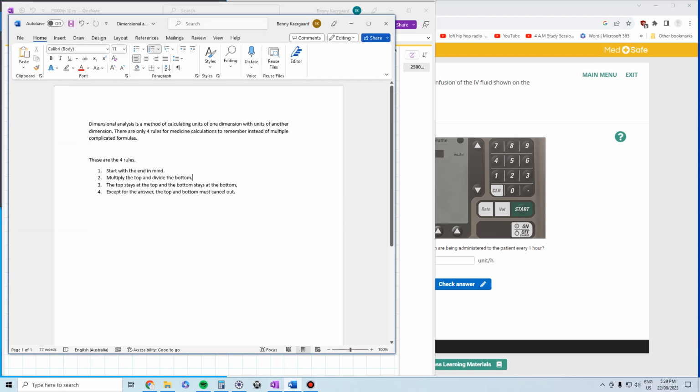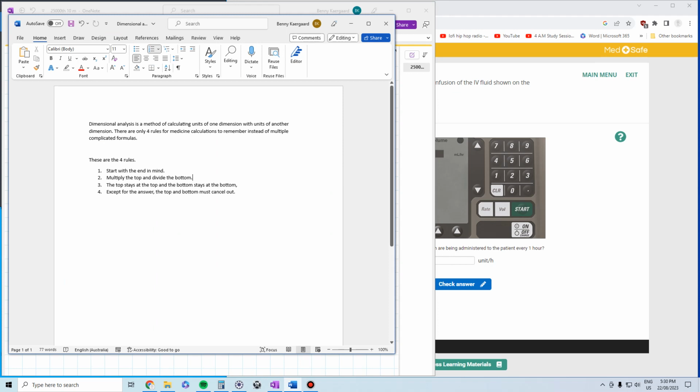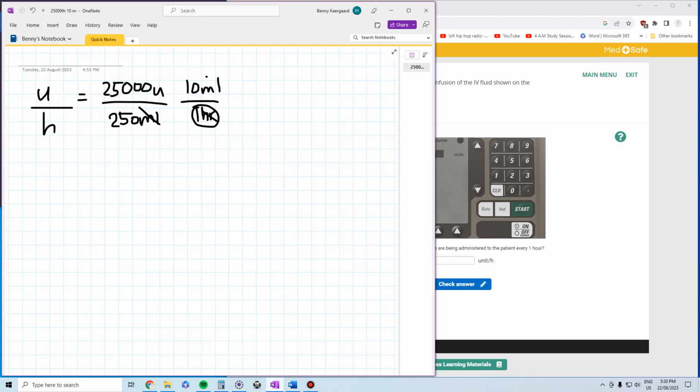So let's go to our rules. Multiply the top and divide the bottom. It's all good. The top stays at the top. The bottom stays at the bottom. Oh, sorry. Fourth rule. Except for the answer, the top and the bottom must cancel out. So we've got milliliters here. That's in the answer. So I've got milliliters here. That's in the answer. And that's in the answer. So this is all good.